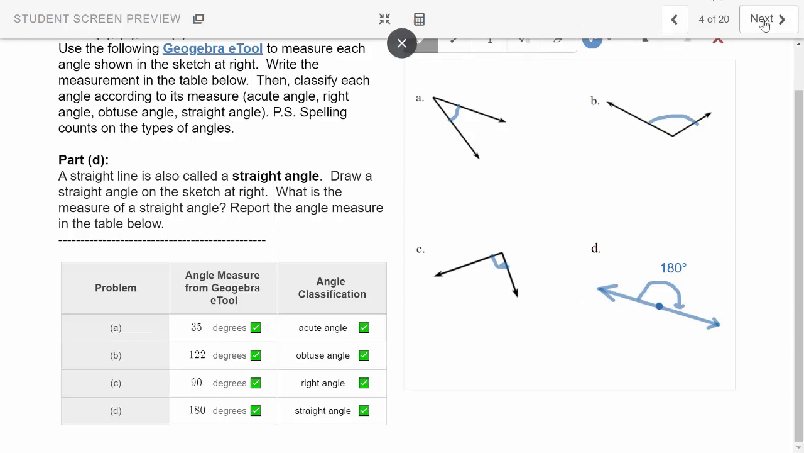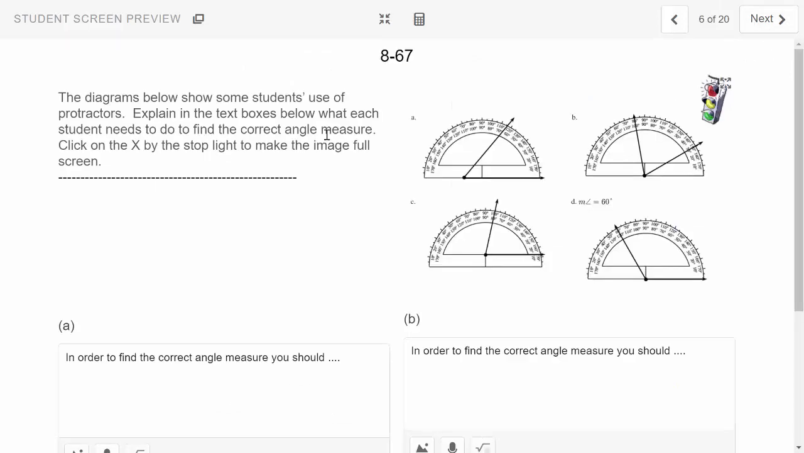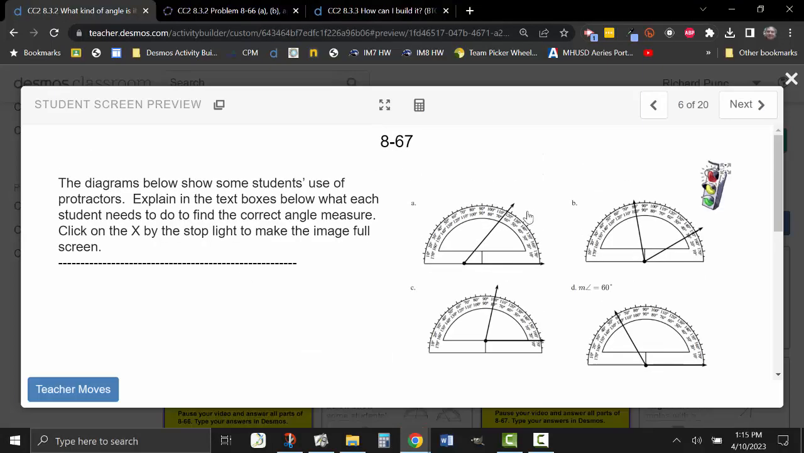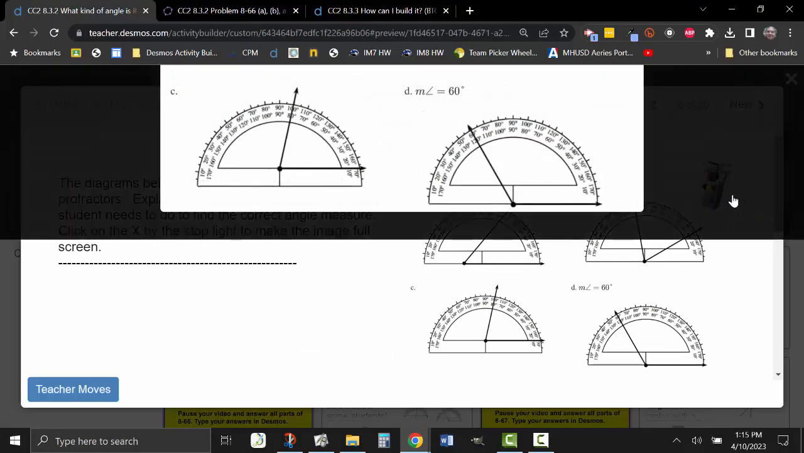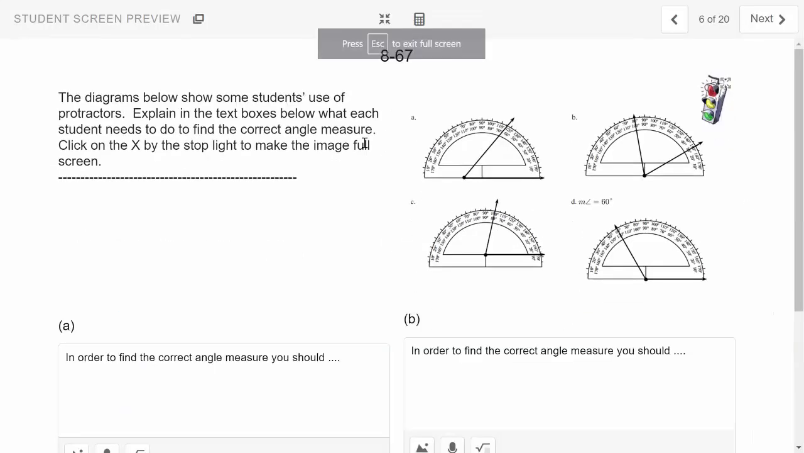All right, next problem. Page 6. On this problem, I want you to explain. The diagrams below show some students' use of protractors. Explain in the text box below what each student needs to do to find the correct angle measure. Click on the X by the stoplight to make the image bigger. So when you zoom in on this, I want to know what these people did incorrectly with their protractors as they were measuring.